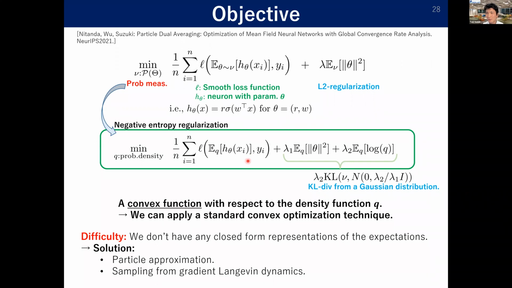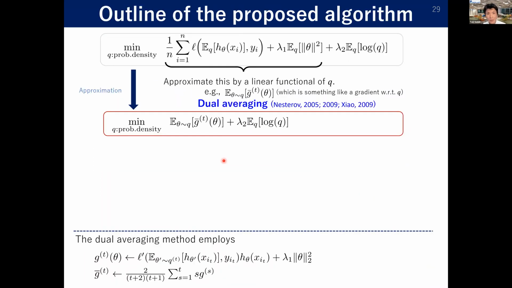So we need to do some approximation about this integral. For that purpose, we approximate this integral by some particles. Using particles, we sample some particles from the density function Q, and then instead of this integral, we consider a finite sum over the particles. So then we can approximate this integral.